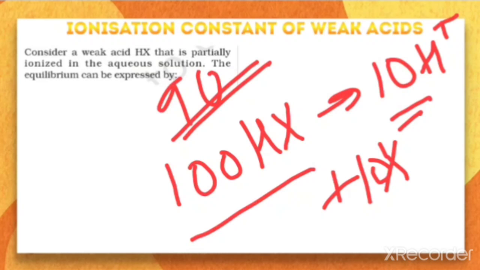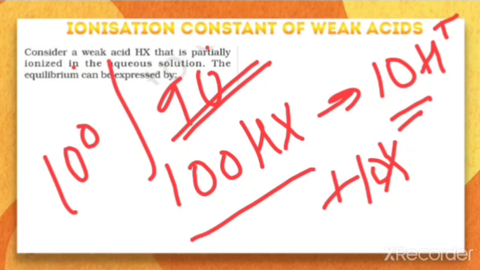Such ionization is called partial ionization. That means whatever the moles of acid taken, it is not fully ionized. Only a part of that is ionized. That is called partially ionized in the aqueous solution. As we have already discussed, weak acids do not undergo complete ionization. That's why they are weak acids, and strong acids undergo complete ionization, that is, 100% ionization takes place in the strong acids.